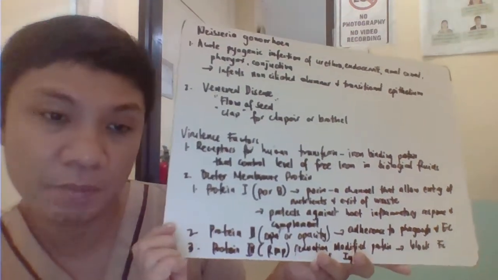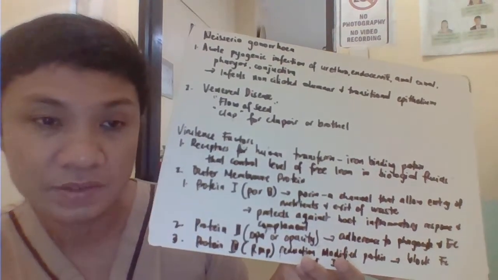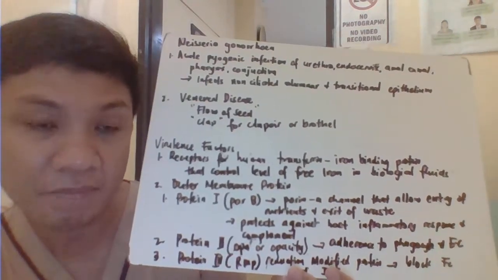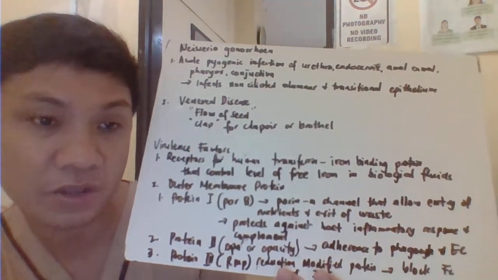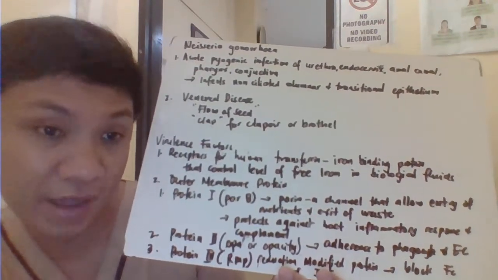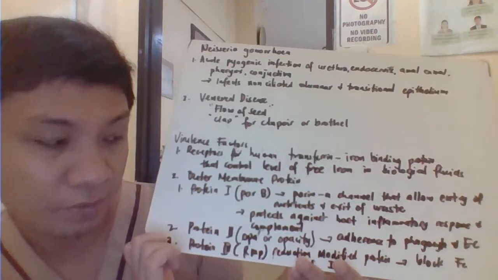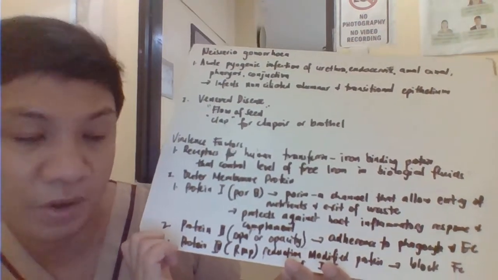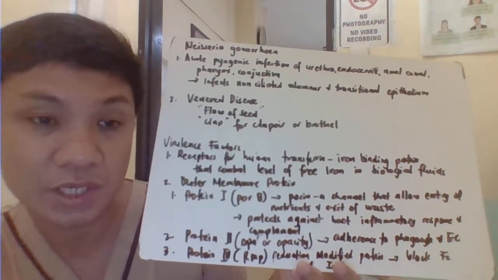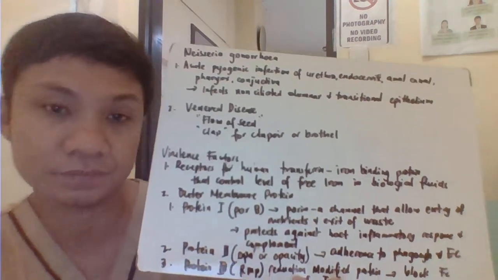The second one is protein 2, your Opa, or simply opacity. This is a protein that allows the bacteria to adhere or bind to the phagocytes and epithelial cells of the host tissue in order to cause an infection. Protein 3 represents the reduction modifiable protein and blocks the Fc portion of the IgG antibody, preventing this antibody from binding with the bacteria.